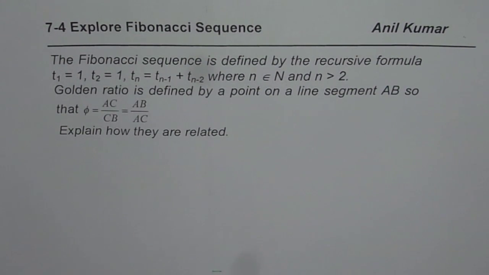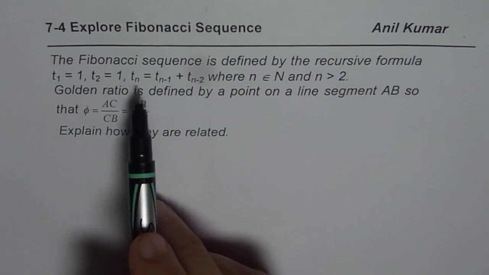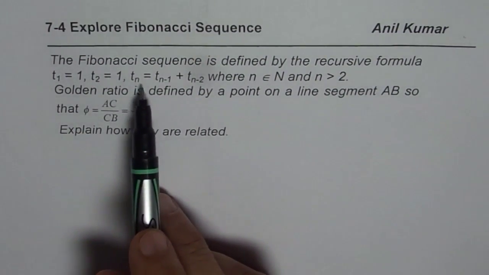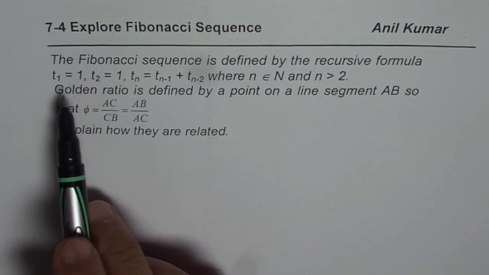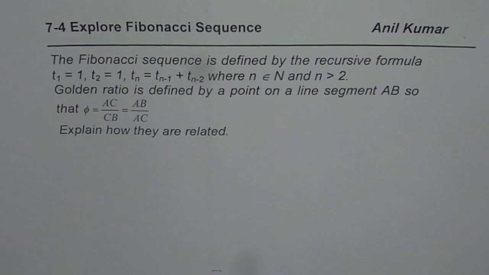The question here is, the Fibonacci sequence is defined by the recursive formula t1 equals 1, t2 equals 1, tn equals tn minus 1 plus tn minus 2, where n belongs to natural numbers and n is greater than 2, right? So basically you have to add the previous two numbers to get the next number, and the starting numbers are 1, 1.